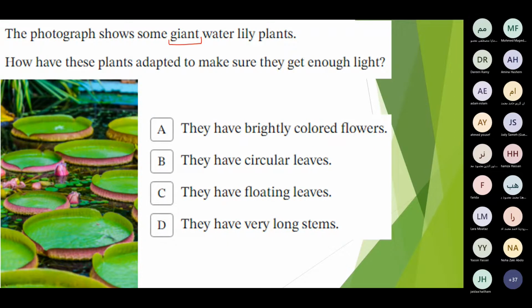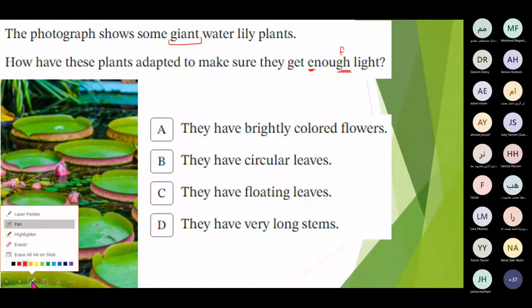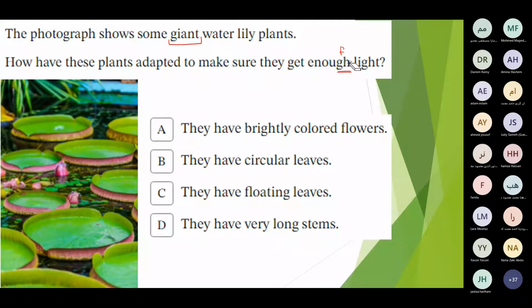How have these plants adapted to make sure that they get enough light? Enough. The GH we pronounce like F. Enough. Now he is asking me about an adaptation to have enough light. Even if you don't understand the word enough, we understand the word light. So what is the suitable adaptation to get enough light? Enough means sufficient.